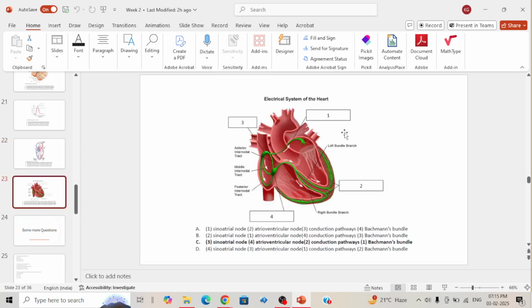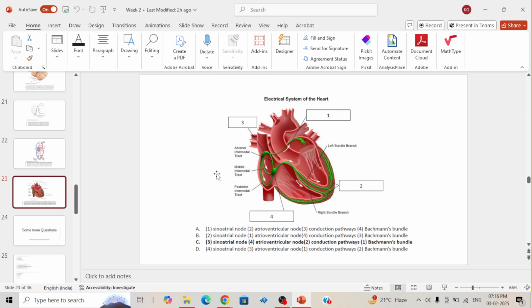Okay, next thing. The one which is marked as one is Bachman's bundle. Yes, it is Bachman's bundle. The one which is marked as two is Purkinje fibers, ma'am. Yes, Purkinje fibers. This part is also called conduction pathway, otherwise it is Purkinje fibers. Okay, the one which is marked as fourth is atrioventricular node, AV node. And the one which is marked as three is SA node.